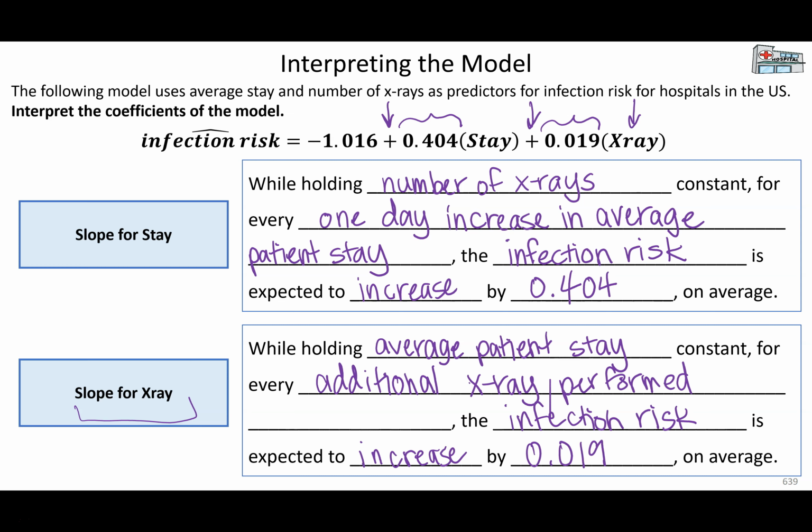So yeah, it can get a little clunky. I definitely find it useful to make sure that you say while holding and then list the other variables first. It is so easy to forget. We didn't include this in the simple linear regression part because there was only one. But if you have multiple linear regression, you have to account for the other variables.